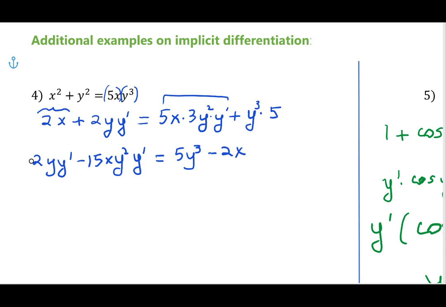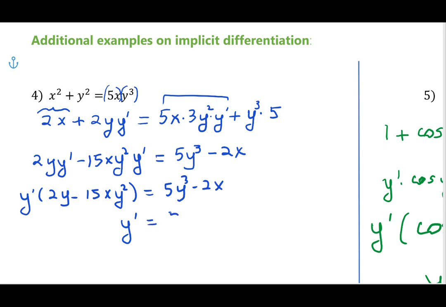So we're getting closer to solving for y prime. And of course, next we have to factor the y prime. So now we have 2y minus 15xy squared equals the same right hand side, 5y cubed minus 2x. To finish the question, let's just divide both sides by the quantity in front of y prime. So y prime equals 5y to the third minus 2x, divided by 2y minus 15xy squared.